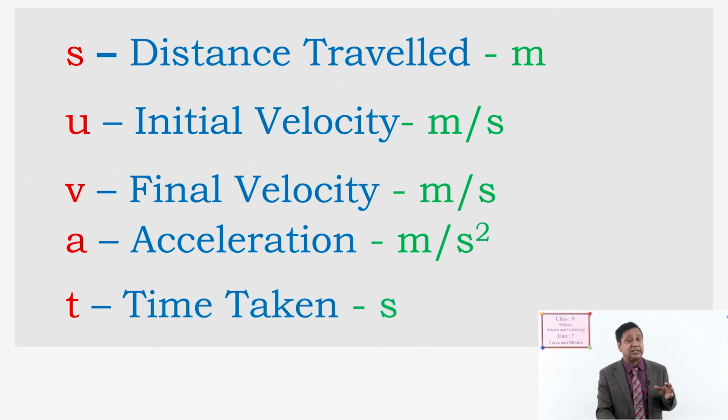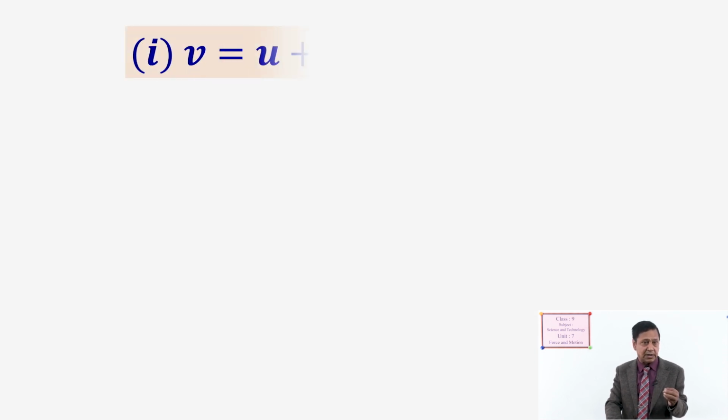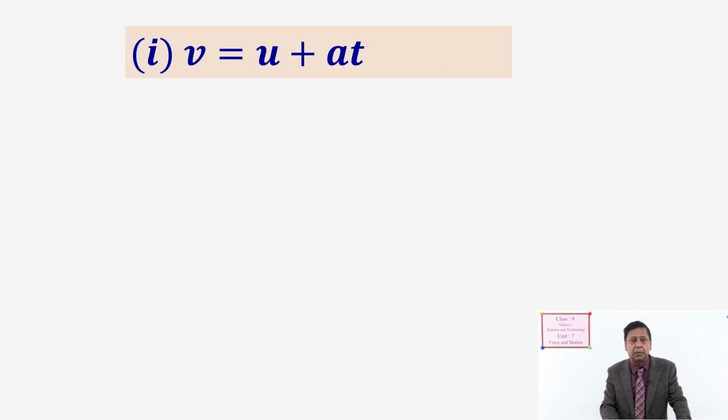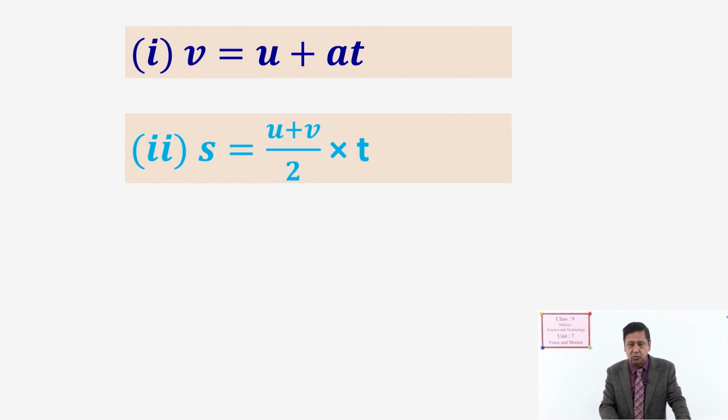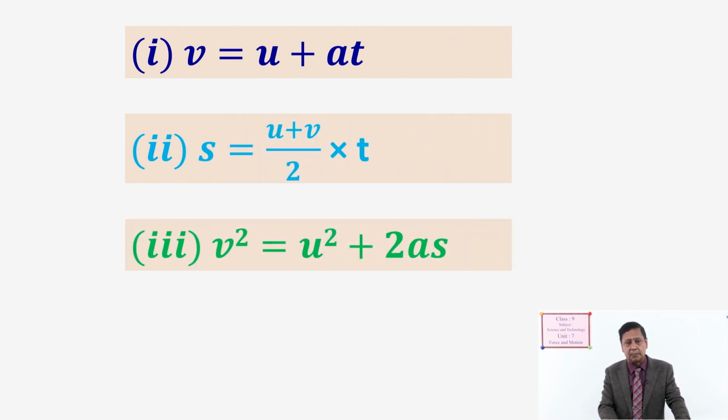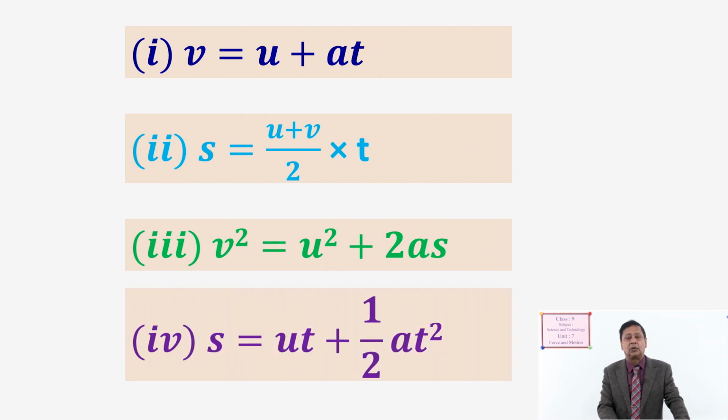We are using the SI system in this numerical problem. Now after this, we have to remember 4 different equations which we established in the previous class in part 2. What are these equations? Number 1, V equal to U plus AT. Number 2, S equal to (U plus V) by 2 into T. Number 3, V square equal to U square plus 2AS. And number 4, S equal to UT plus half AT square. Without these equations, we cannot solve numerical problems. One of them is always used to solve the numerical problem. Sometimes 2 of them are used to solve a single numerical problem.